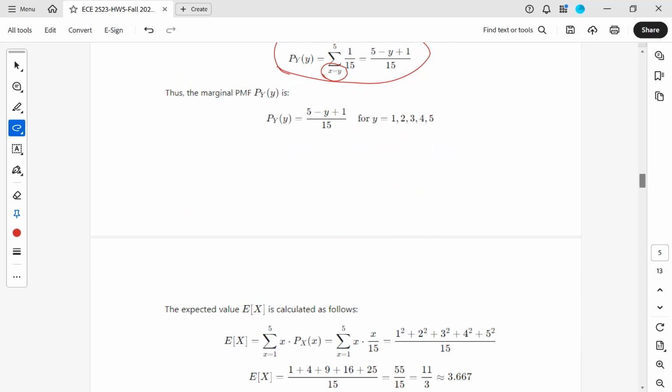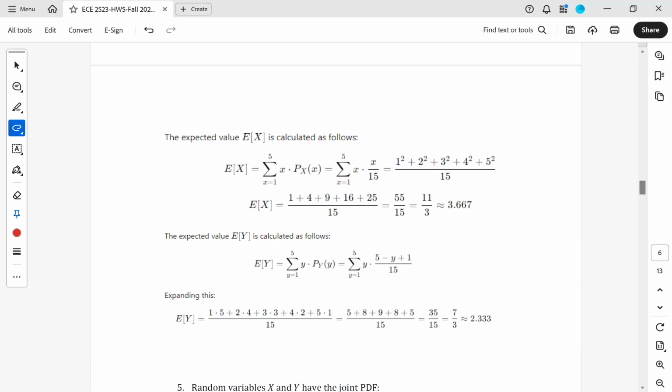No? Now that we have the marginal PMF, the question also asks us to calculate the expected value of x and the expected value of y. How to do that? Easy. We have the formula. Expected value is the summation in a discrete random variable, and integral in a continuous random variable, of x times the probability of x.